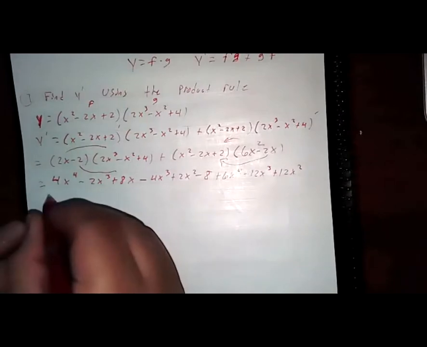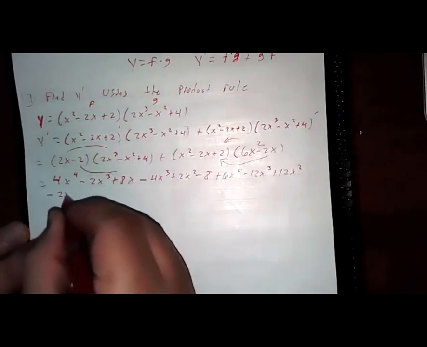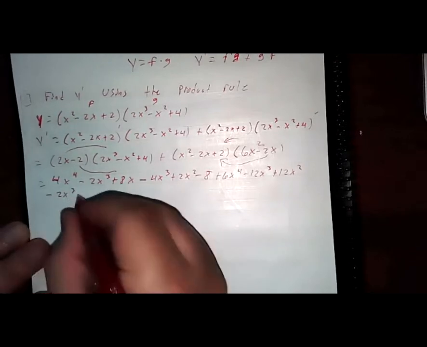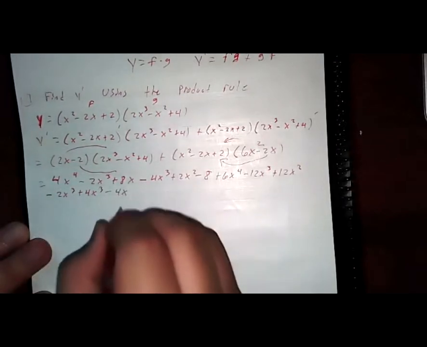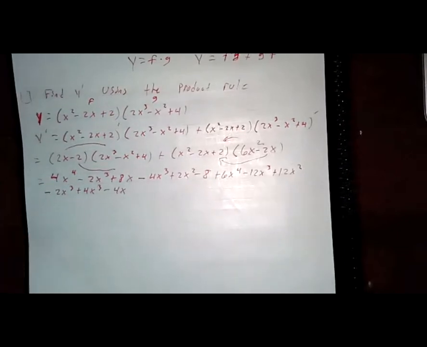Minus 2x cubed plus 4x cubed minus 4x. Yeah. Although after I did all this, I wonder if they even multiplied it.